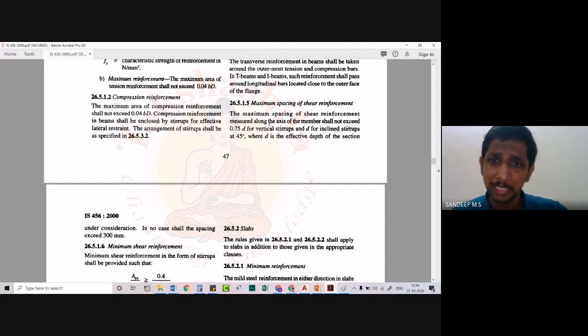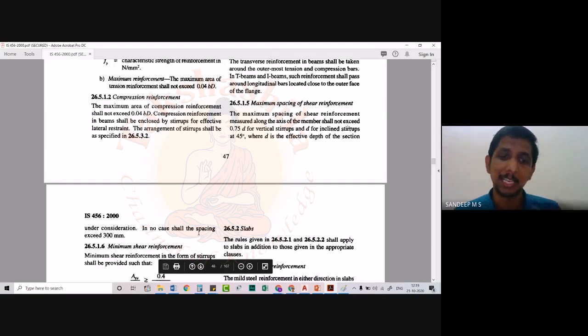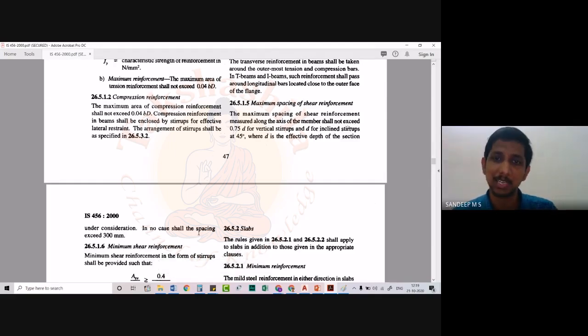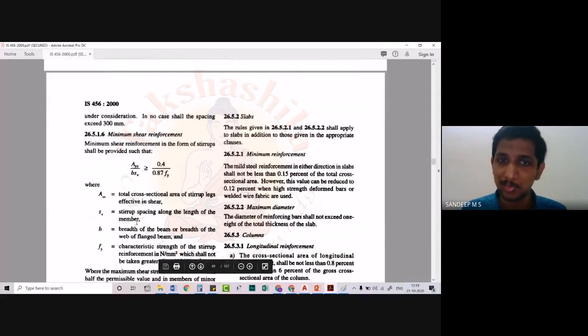If you are providing it in the vertical direction, the maximum permitted spacing is 0.75d, and if you are providing it in the inclined direction, the maximum distance is different, that is d, where d is the effective depth of the section under consideration, and in no case shall the spacing exceed 300 millimeters. Again, we were checking both these conditions, 0.75d as well as 300, and the code already mentions that we should not exceed the spacing calculated using both cases, the smaller of these two. We have already calculated the minimum shear reinforcement required, and the same equation is given under the details of reinforcement, that is clause number 26.5.